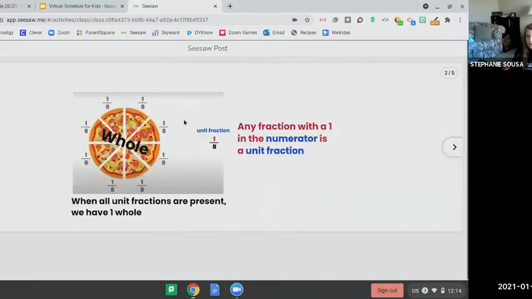As you may remember, any fraction with a 1 in the numerator or the top number is a unit fraction. When all unit fractions are present, we have one whole. So for example, with this pizza, no one has eaten any slices, so we have 8 1/8 pieces, which means we have a whole pizza.